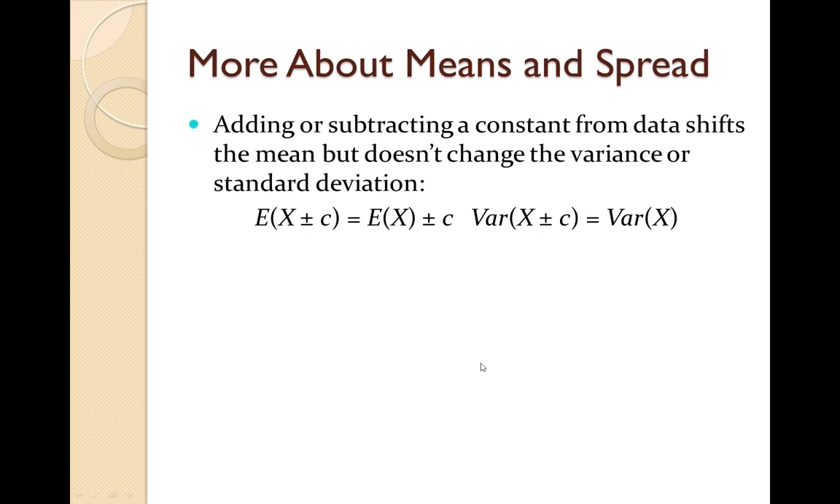All right, more about means and spreads. If you add or subtract a constant from data, it's going to shift the mean, right? It's just going to take your distribution and move it up and down on some horizontal axis. Think about it this way. It's a horizontal shift. All right, so in order to get the mean from adding a constant to all the values for your random variable, you just take the mean that you had originally and add or subtract the constant to it. Okay, so it could be plus or minus.